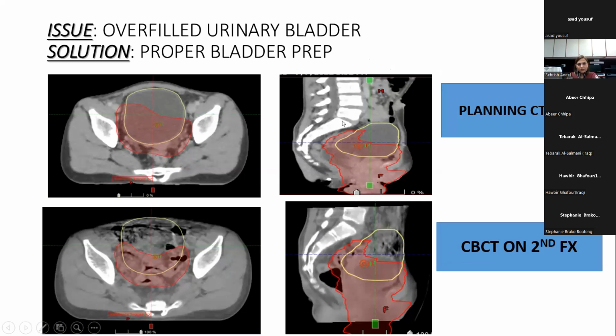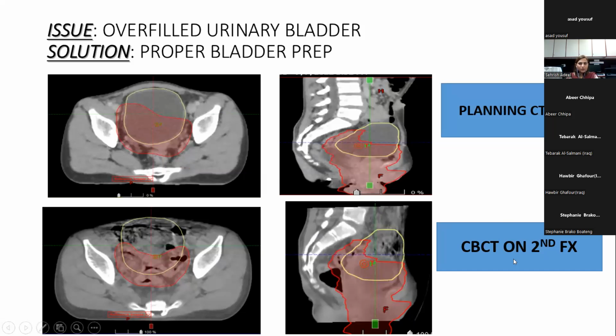This whole area is diseased. The whole vagina is full of the disease, and the upper two images are actually the planning CT scan. In this patient, the bladder is overfilled with urine. You can see it excessively filled with urine.